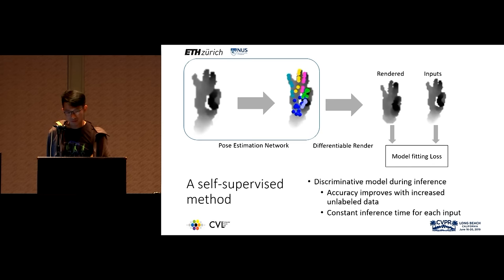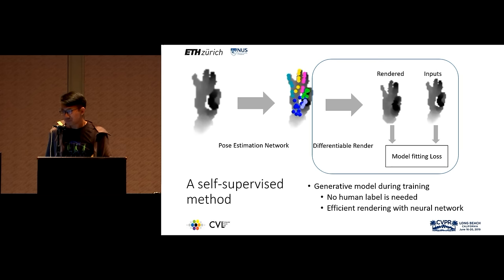So in this paper, we propose a self-supervised method without any human labor to train the network. During inference, it's as simple as a discriminative model with constant inference time, but its accuracy can be improved with an increased number of training samples. And during training, we use a differentiable renderer to enable a model fitting loss, so no human labor is really needed.